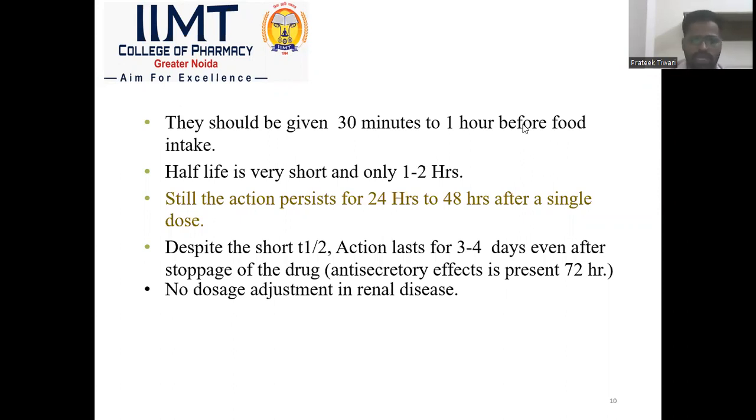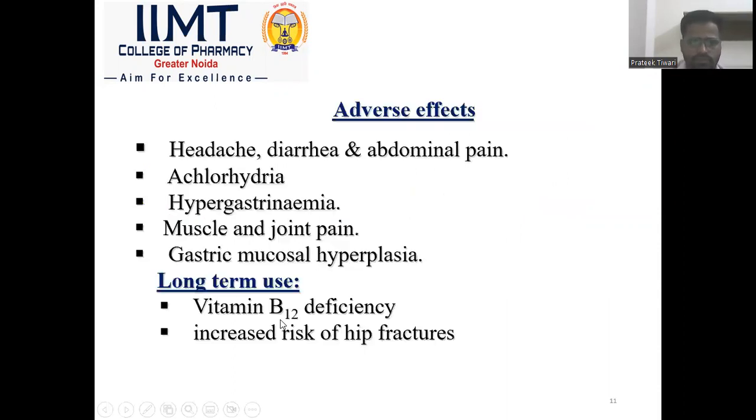There's no dose adjustment we can do in the case of renal disease if we give the PPIs. Now we discuss here the adverse effects of PPIs. First one is headache, diarrhea. It also causes achlorhydria, and hypergastrinemia is there.